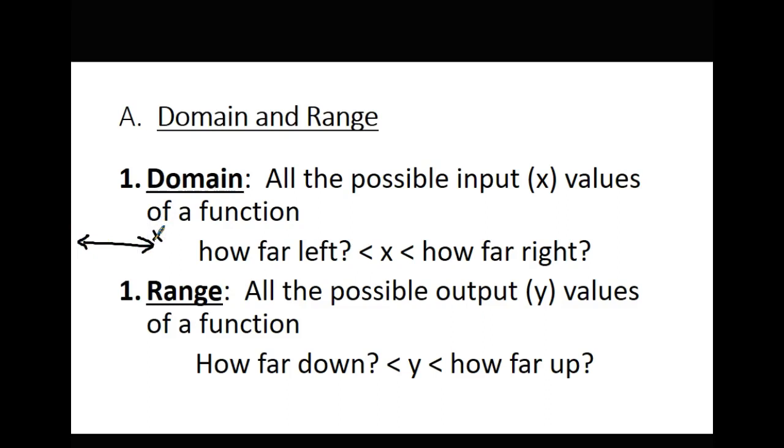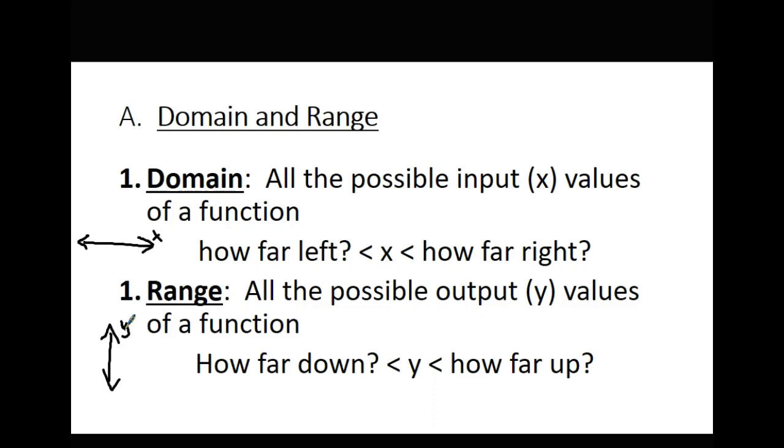So if you want to know by looking at a graph what your domain is, you just have to ask, how far to the left and how far to the right is my graph going? Okay, and I'll show you a few examples. Y is the output variable and it goes on the vertical axis, right? So if you want to know what your range is, you just have to look at how far up and down your graph goes. Okay?